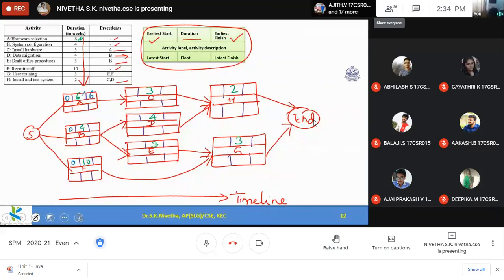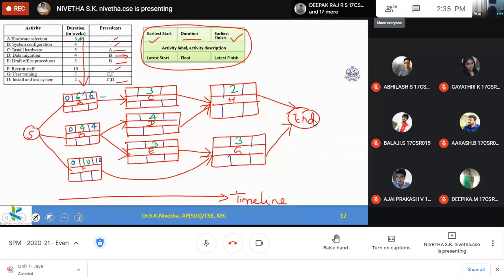Okay, and similarly for B, it requires 4 weeks. So at the 4th week I will complete this. And for activity F, it requires 10 weeks to complete. So at the 10th week I will complete that. Okay, so now the first line is okay. A, B, F, these three are over, and A is getting completed during the 6th week.